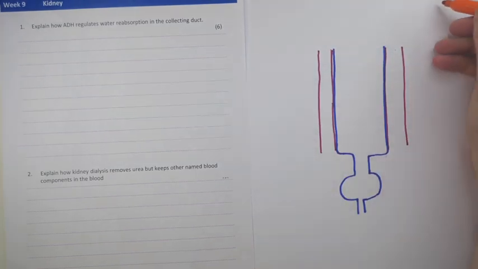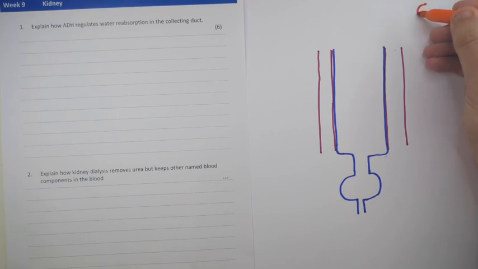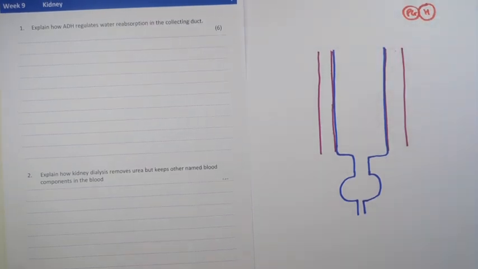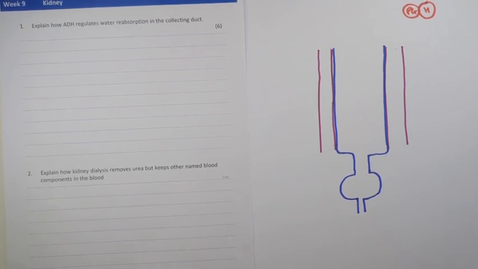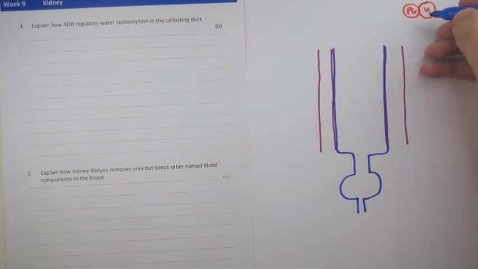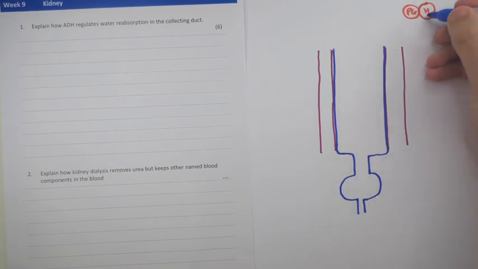Okay. So what we've got up here is the hypothalamus and the pituitary gland. These are next to the brain, right? This is not drawn to scale. So the hypothalamus detects water levels in the blood.